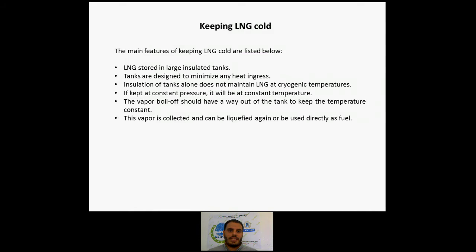Well, as long as the LNG vapor boil-off is allowed to leave the tank in a safe and controlled manner, the auto-refrigeration process will keep the temperature constant. This vaporization loss is typically collected as it leaves the tank and either reliquefied, sent to the gas line connecting to a gas distribution network, or used as fuel on the site or to power an LNG carrier ship.